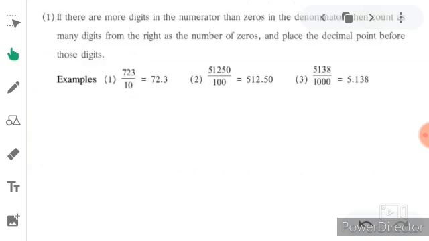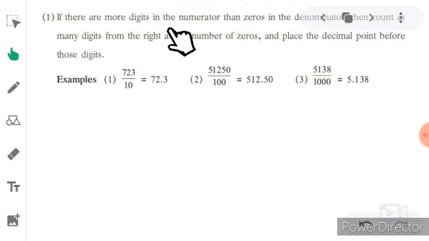So let's learn. Students, first of all, there are three methods to convert a common fraction into a decimal fraction. Here we are going to learn all these three methods one by one. Here is the first method.